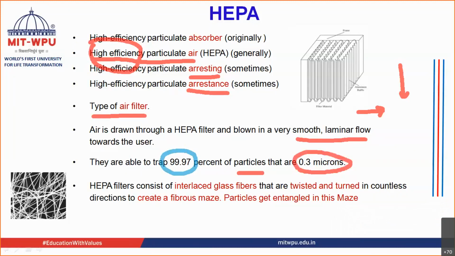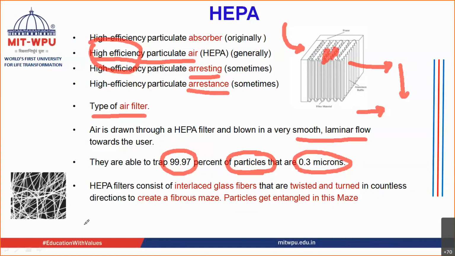And where are they trapped? They are trapped inside these glass fibers. So these are the glass fibers. They are interlaced glass fibers which are present inside these filters. Inside these interlaced glass fibers, all the particles coming from outside get trapped, and from here the clean air is going to come out.